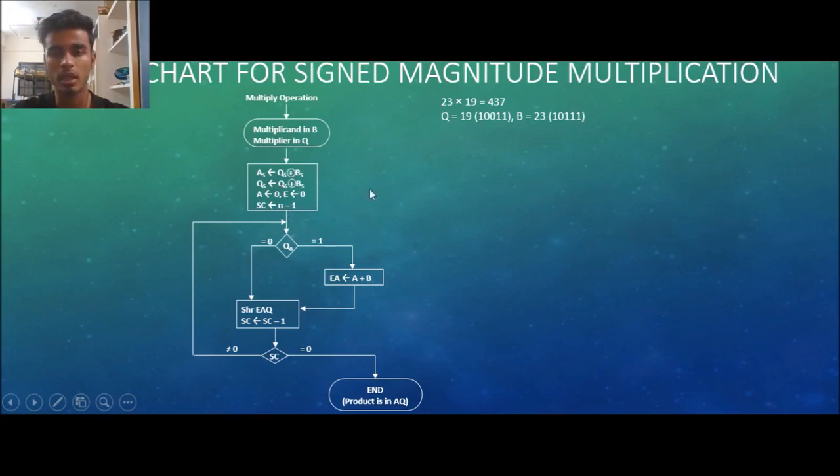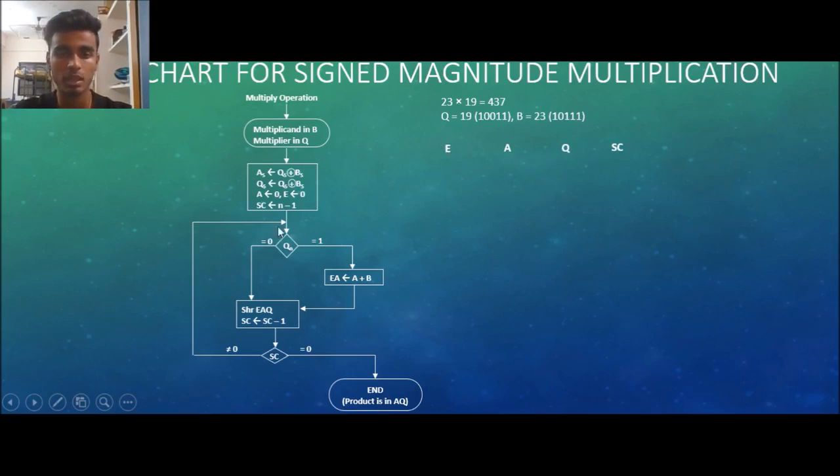For this example, we have taken the multiplicand as 23 and the multiplier as 19, whose product gives us 437. So multiplier 19 is represented as 10011 in binary, and multiplicand 23 is represented as 10111 in binary. So we have taken E, A, Q and the sequential counter.